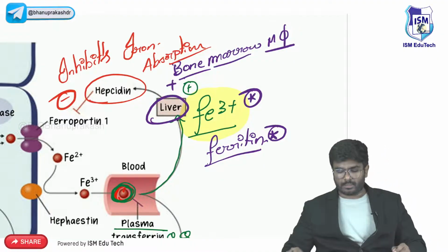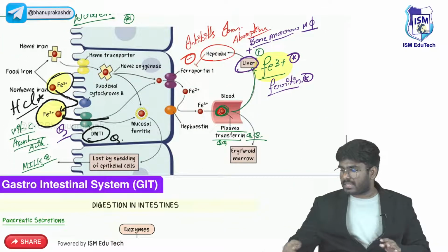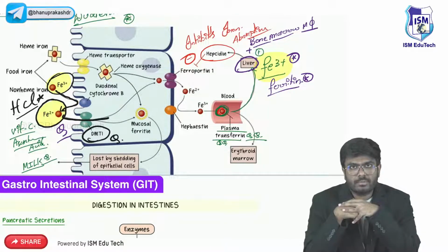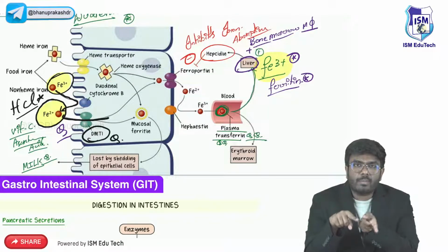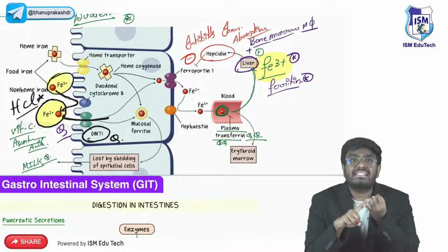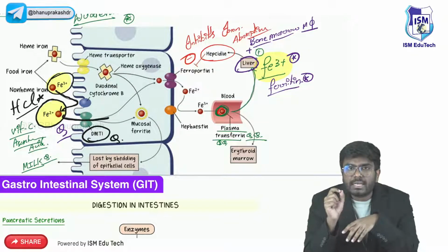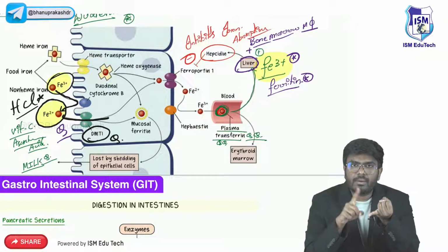Okay, hepcidin inhibits iron absorption. So regarding iron, please answer my questions. Iron is absorbed in which form? Fe2+ form. Who will convert Fe3+ form of iron into Fe2+ form of iron? Acid or ascorbic acid. Who will decrease the iron absorption? Milk. Which transporter is helping in the iron absorption? Divalent metal ion transporter 1, which is present on the duodenum.